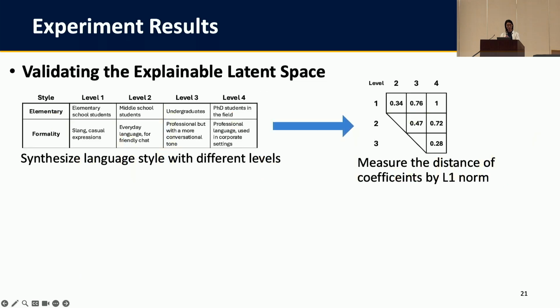And our model selection is based on the assumption that a closer distance in the decomposition coefficient corresponds to a similar style of personalization. So to verify this, we synthesize data with varying styles of personalization, and from the right figure, we can find there is always a consistency between the distance of coefficients and the difference in the personalization levels.